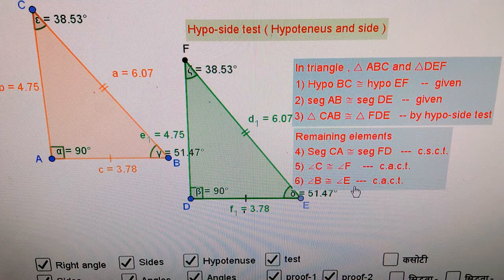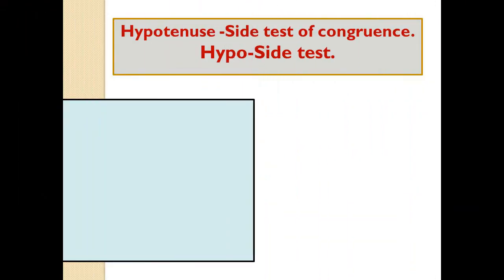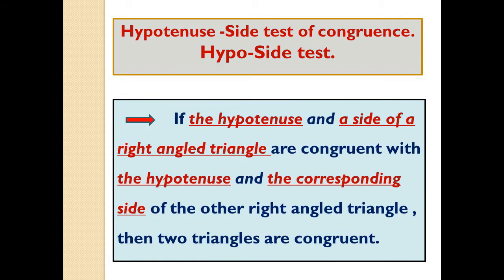Well student, in such a way you can identify the test of congruencies and how to write the proof of all these tests. So, you can define this hypotenuse side test as: if the hypotenuse and a side of a right angle triangle are congruent with the hypotenuse and the corresponding side of another right angle triangle, then the two triangles are congruent. Well student, we studied these two tests of congruence here.